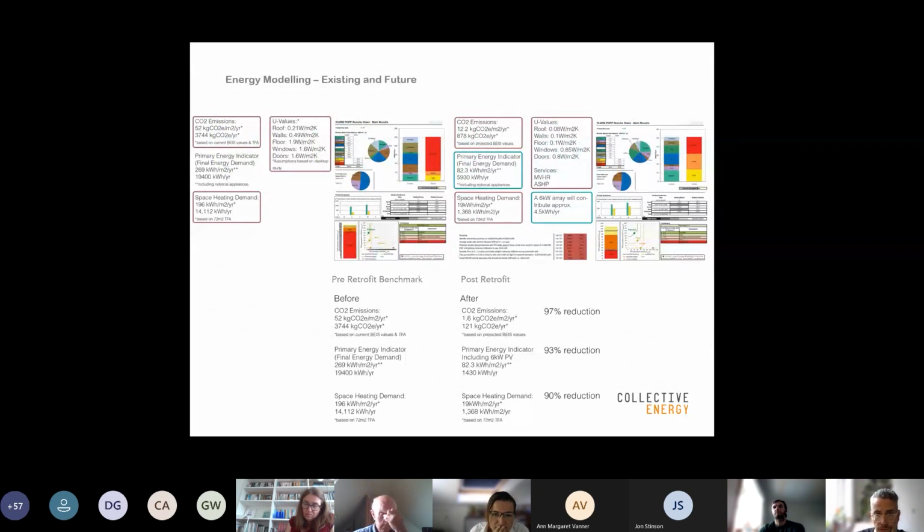Some of the before and after energy modeling that we've been doing is trying to understand the U-values of the existing buildings we've been looking at, what their CO2 emissions are, what their space heating demand is, and then what that reduction can be. With some of those, we're able to get as great a reduction as 97%. That's with the application of on-site energy generation, reducing the primary energy demand and space heating demand by significant amounts, all through adopting a fabric-first deep retrofit approach.